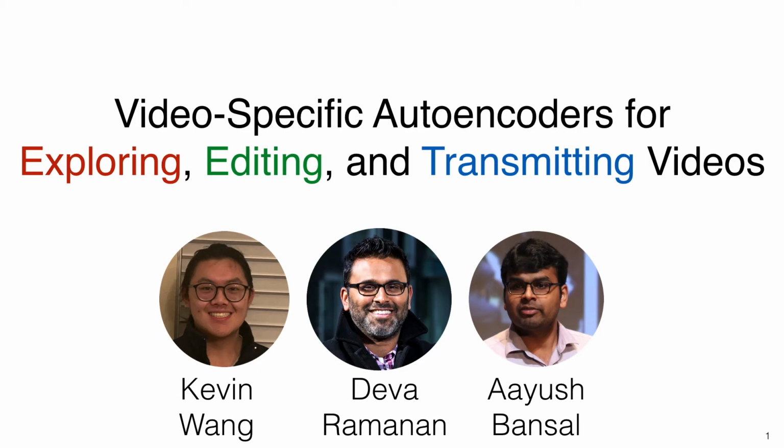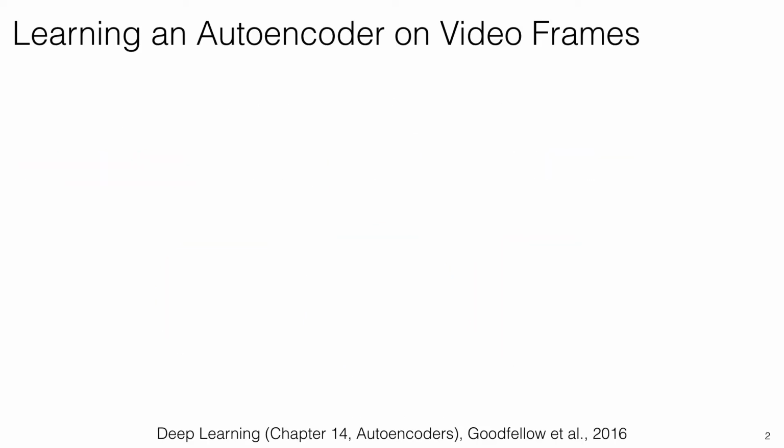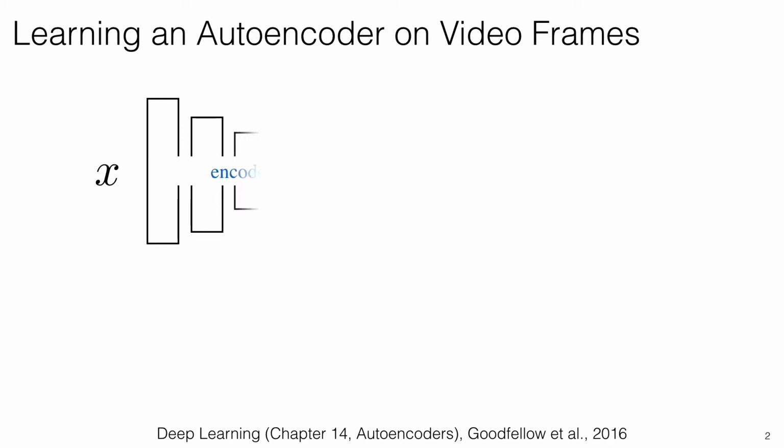In this work, we present video-specific autoencoders that allow us to explore the contents of a video, edit them, and efficiently transmit a video. Given unordered frames of a video, we learn a simple image-based autoencoder specific to a video. Given a frame X from a video B, we feed it through an encoder F. This is a simple feed-forward model consisting of 5 convolutional layers.